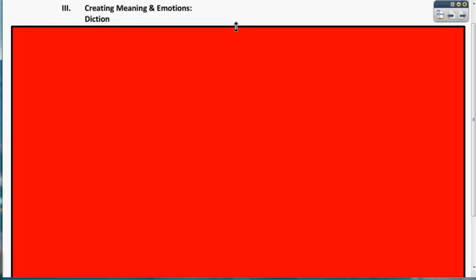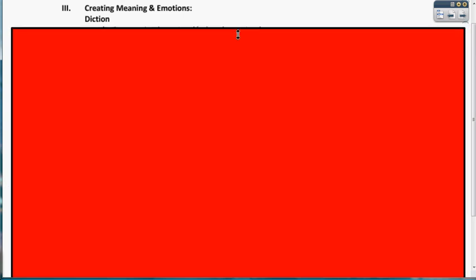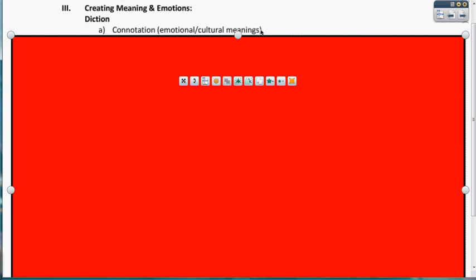So we have diction again. You should know that diction means word choice. If you're not sure or can't repeat that on a test, you should write that down. We have two types of diction. We have the connotation of the word. Connotation is the emotional or cultural meaning behind a word.